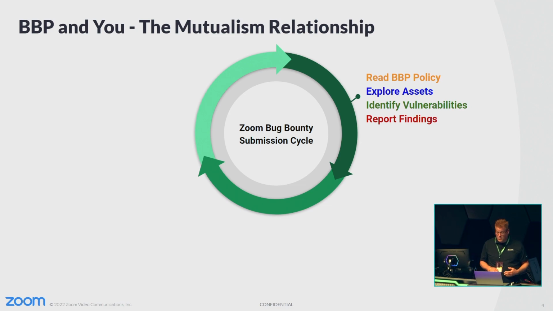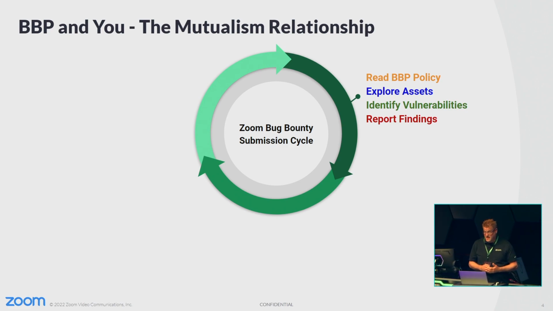We've heard a couple of talks today talking about exploring assets. The first thing, obviously, is reading the bug bounty policy, understanding what's in scope from an assets and vulnerabilities perspective, understanding how we want the reports submitted, who's eligible, how to get test accounts, things like that. And if you're in the Zoom bug bounty program, you know that we are also very transparent with our bounty table. So you'll find out in there exactly what you're going to make most of the time.